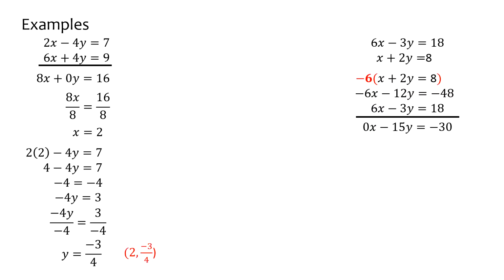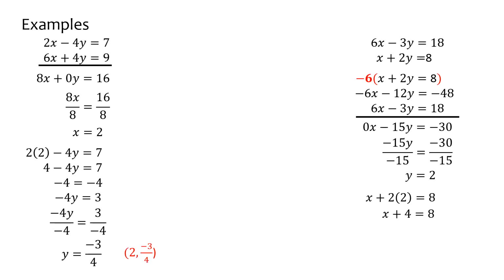Again, what we're going to do here is divide by negative 15 to solve for the y value. So divide both sides by negative 15. We end up with y equals 2. So again, we have our y value. I just plug that into one of the original equations. I pick the second equation, the one before I multiplied it by 6. You don't need to worry about the one that you multiplied. So I have x plus 2 times 2 equals 8.